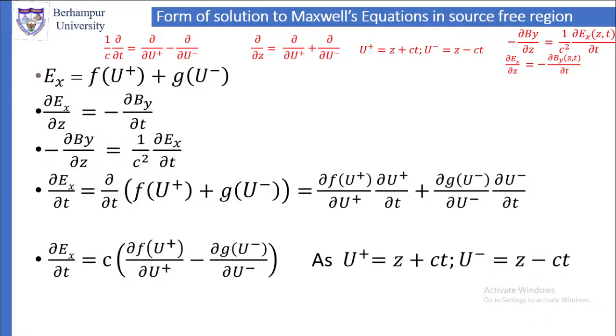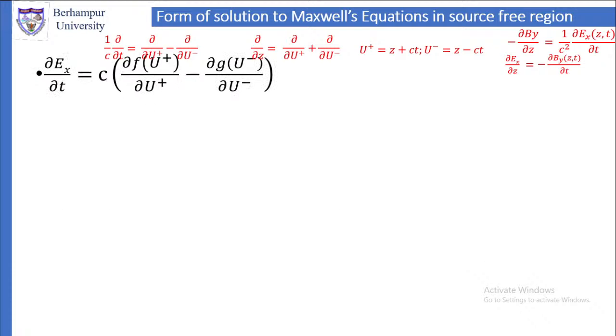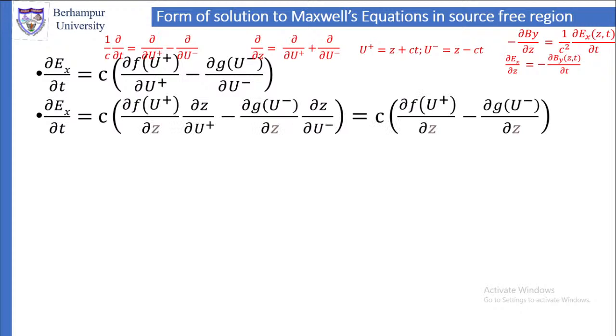So from this we have got ∂Ex/∂t is equal to this. Now let us write ∂Ex/∂t again in terms of z.